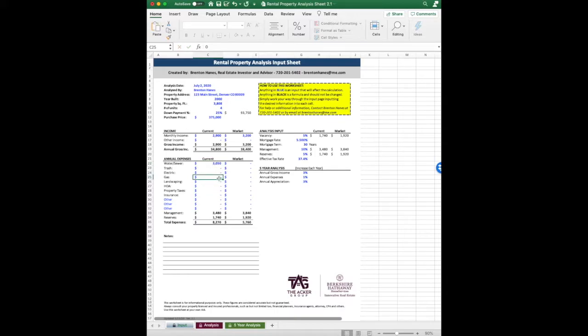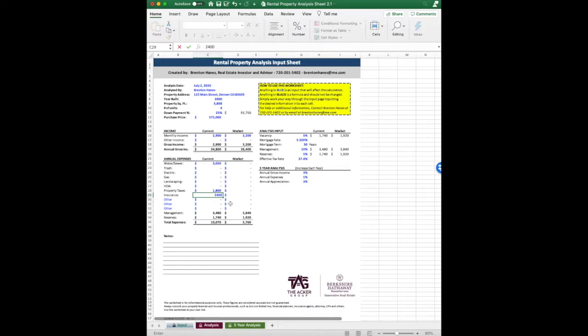And that's probably going to include a lot of our trash, a lot of our water, electric, if we have a house meter, and things like that. Now this property does not have an HOA, so property taxes, we are looking at about $1,800 a year. Insurance, we're looking at about $2,400 a year. And let's take a look and see if we have anything else.